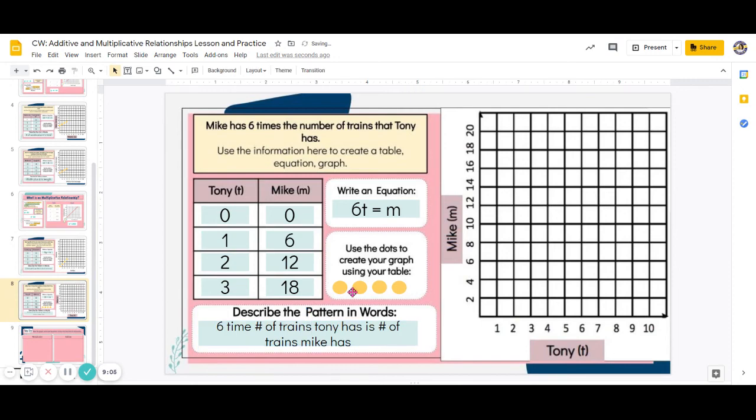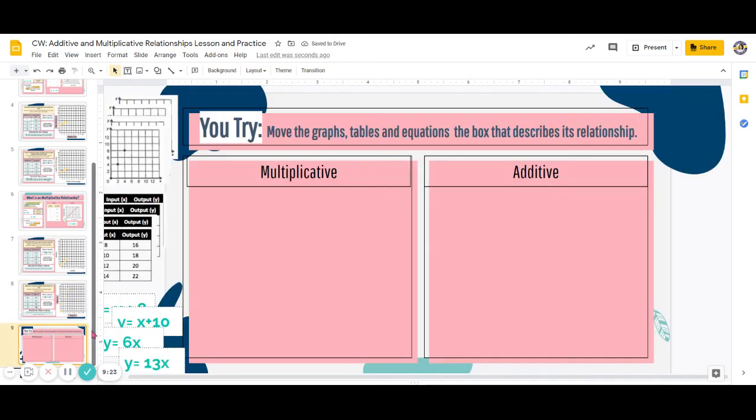Okay, let's put on some dots. 0, 0. Over 1, up 6, over 2, up 12, over 3, up 18. Okay. Notice this is multiplicative. It starts at the origin. All right.